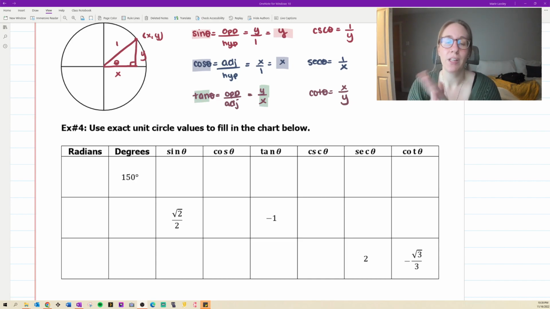All right, so filling this in, I'm going to go through this really quickly. I'm sure some of you are going to want to pause this because it's going to be kind of fast. All right, so degrees for 150.